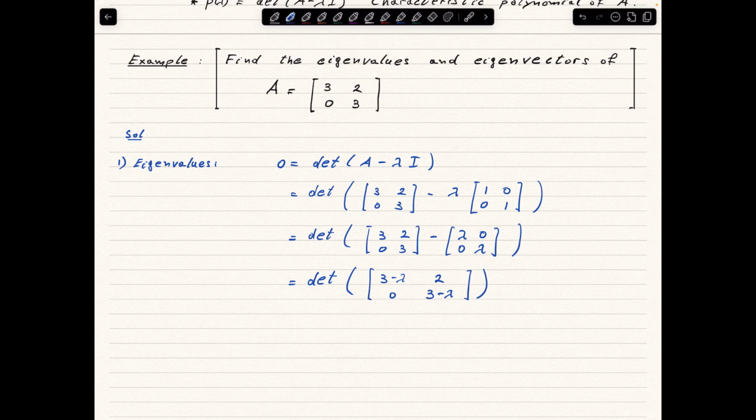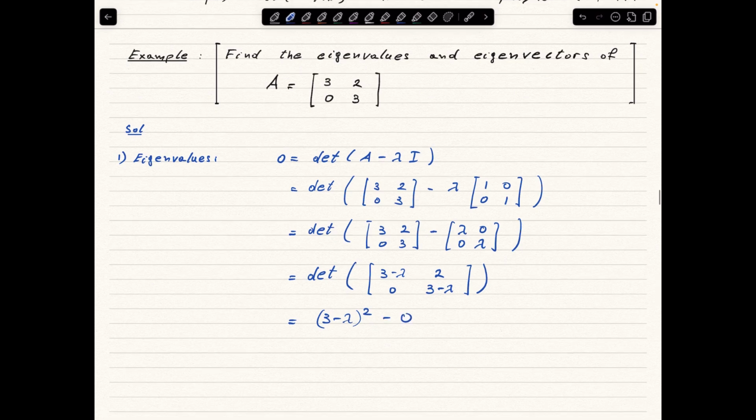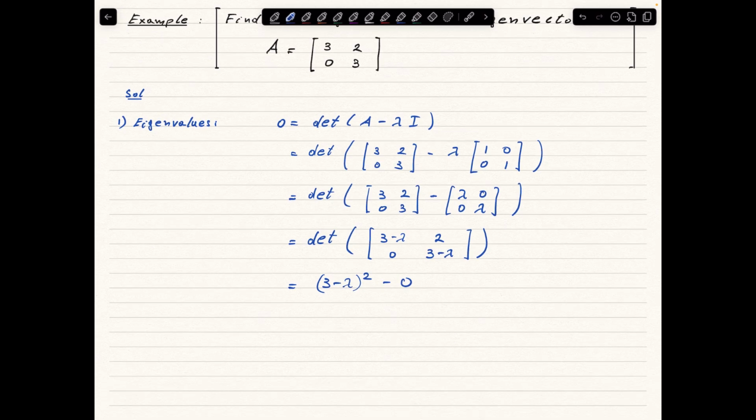Okay, but this is the determinant of a 2 by 2 matrix that has this form. So the determinant is always these two coefficients multiplied minus these two. So we end up with 3 minus lambda squared minus 0. So we end up with an equation which is lambda minus 3 squared, and that has to be equal to 0. But you see, this is the characteristic polynomial. It's a polynomial of degree 2 because this is a 2 by 2 matrix.